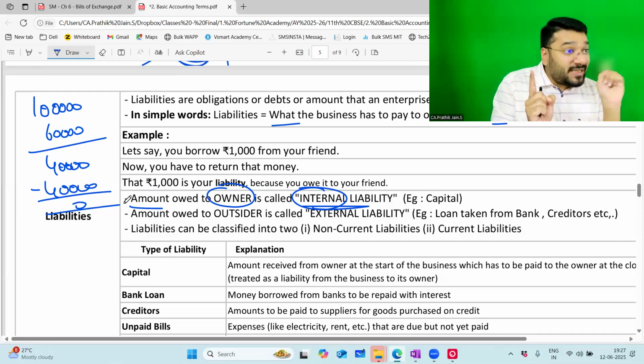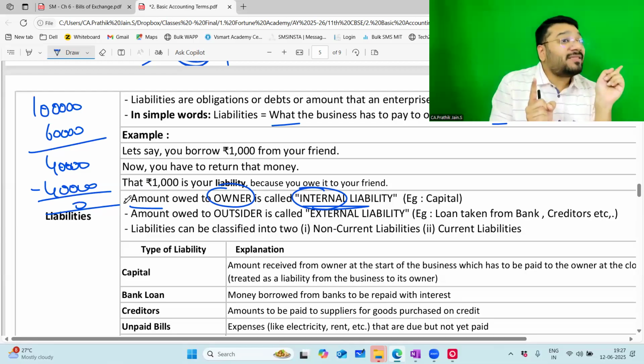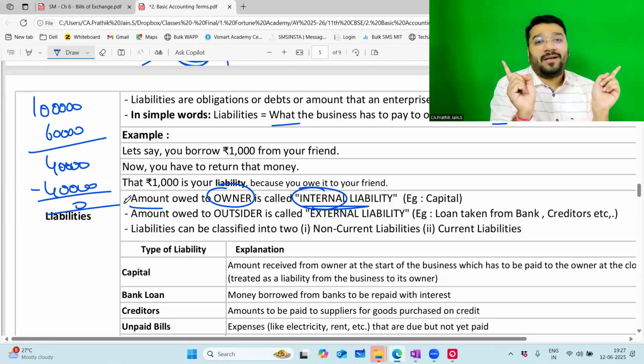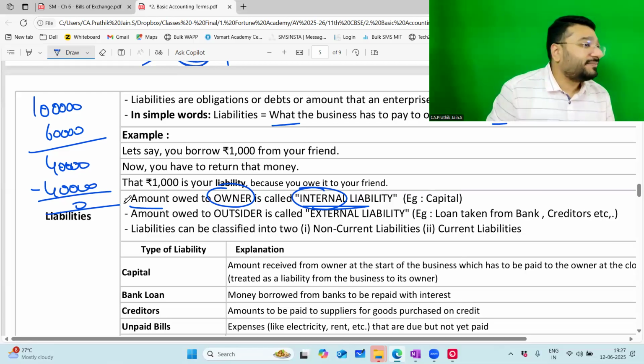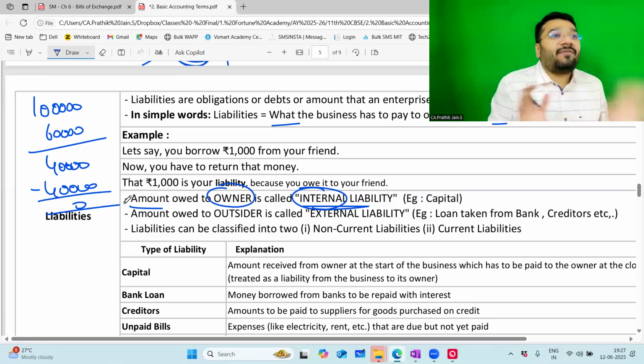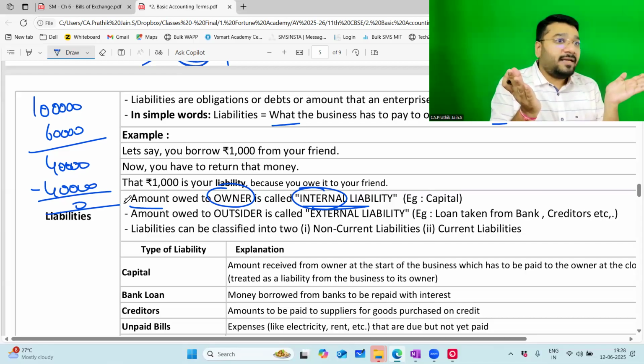Business will record the business's income. Business will record the business's expense only. That's why the bank account for business is separate and the bank account for owner is separate. You should not mix both. So it is very clear now that the owner is distinct from the business. Correct? Owner is different from business.